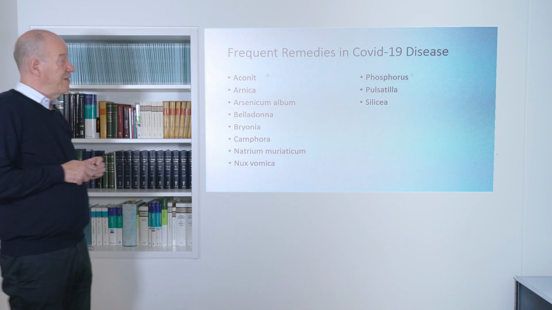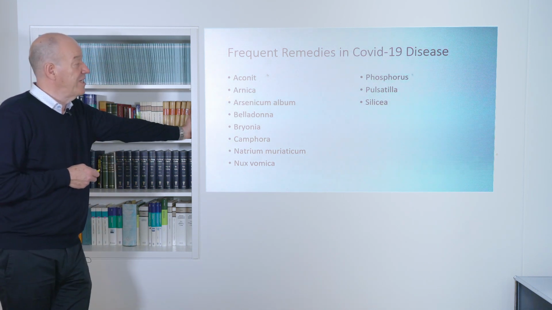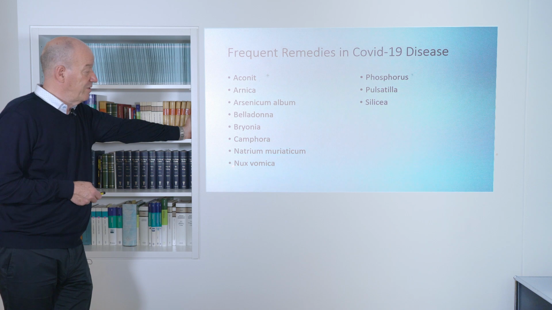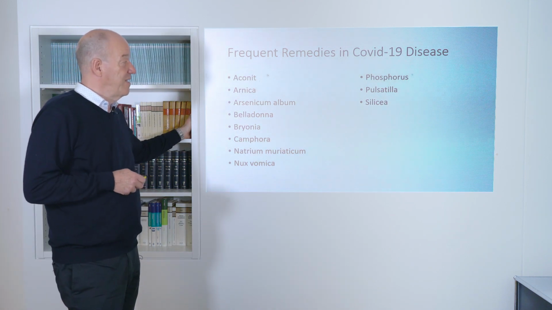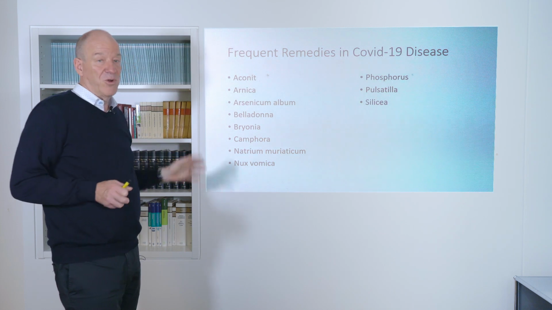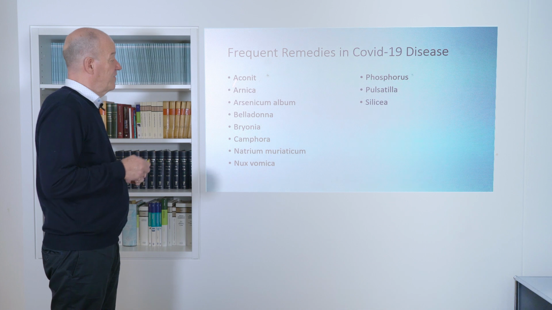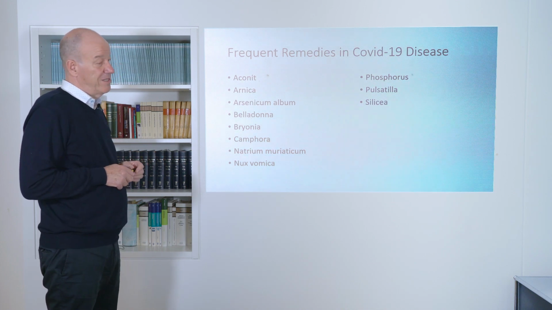The most frequent remedies we saw in COVID-19 disease were aconite, arnica, arsenicum album, belladonna, bryonia, camphora, natrium muriaticum, nux vomica, phosphorus, pulsatilla and silicea. Of course there are also other remedies, but these were just the ones which we saw most frequently.